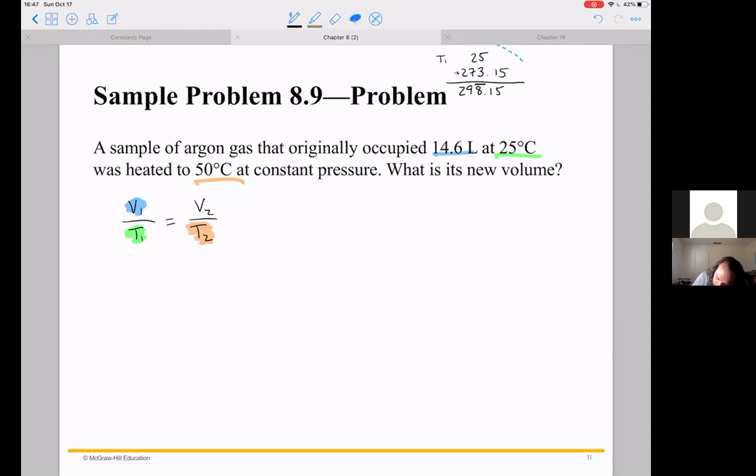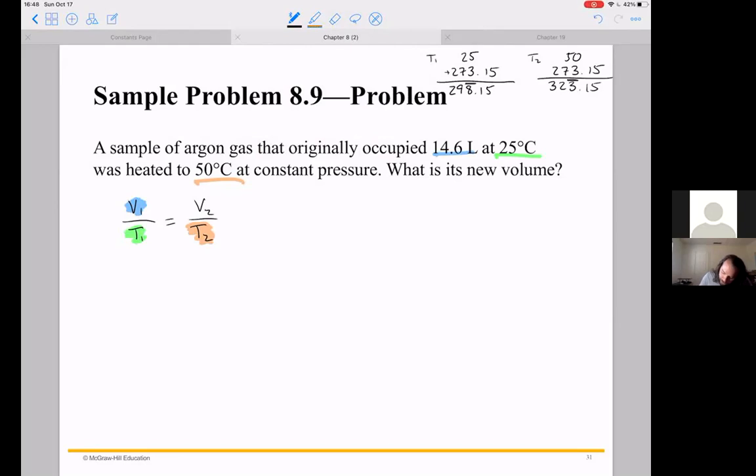Likewise, let's see if I can fit it up here. T2 is 50 degrees Celsius, so plus 273.15. That would give me 323.15. Again, I'm going to mark that sig fig there. If you don't convert to Kelvin, you will not get the same answer. Your answer will not be correct. Okay, so you have to make sure to convert your temperature to Kelvin in order for this to work out.